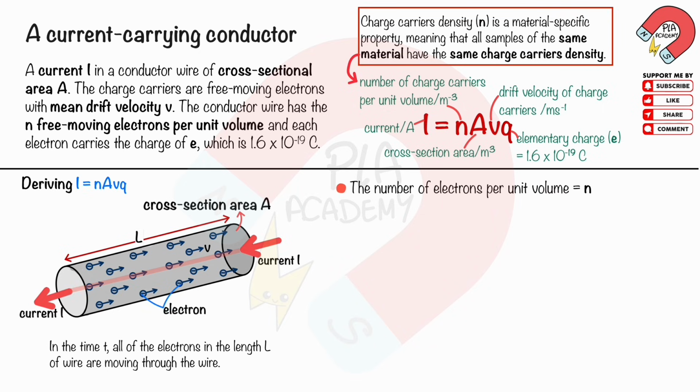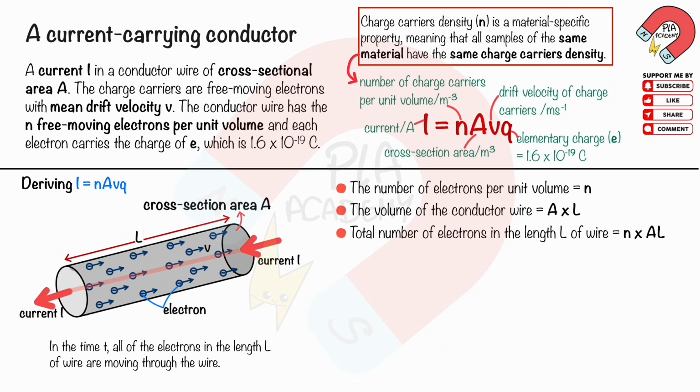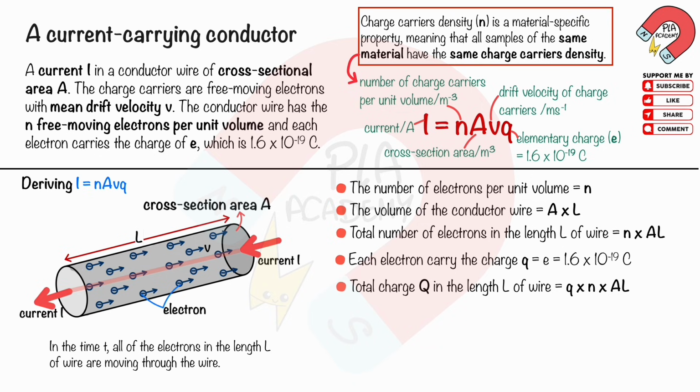The conductor wire contains the number of charge carriers, or electrons, per unit volume n. This is called charge carrier density. The volume of the conductor wire equals the cross-section area A times the length L. The total number of electrons in the length L of the conductor wire equals n times AL. Each electron carries the charge Q, which is the elementary charge e equals 1.6 times 10 power of negative 19 coulombs. So, the total charge Q in the length L of the conductor wire equals Q times n times AL.